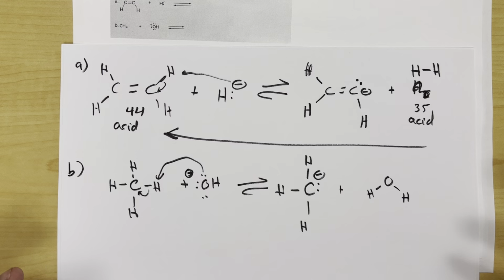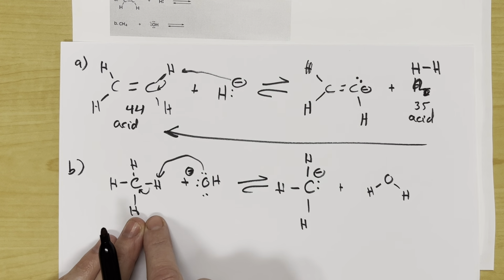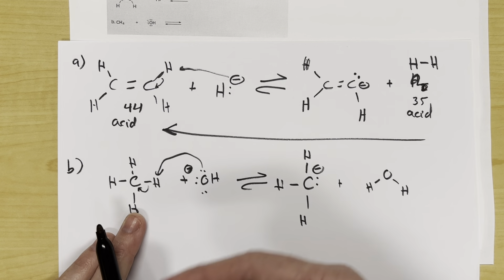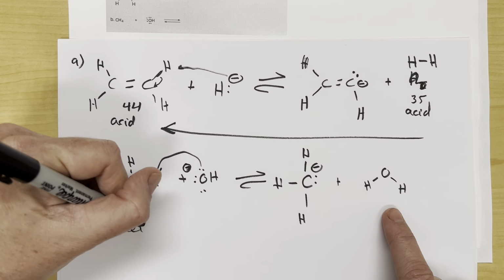Okay, so our 2 acids are this one that gave off an H, and then this one that now took on an H, but now if it went back this way, it would have to give off an H. So these are our 2 acids.